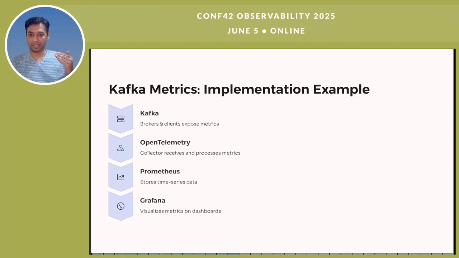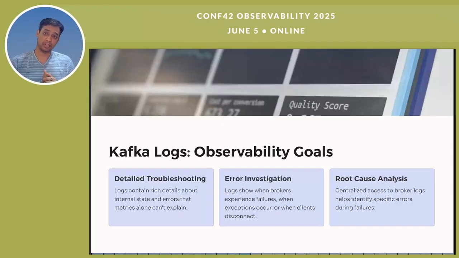Prometheus scrapes the Kafka endpoint, the Kafka OpenTelemetry or the Prometheus exporter endpoint, and stores that time series data within itself. Grafana basically connects to Prometheus and exposes that data as pretty graphs or dashboards. We're not going to talk about events too much because events are in between the metrics and the logs, where some of the events can be deciphered, for lack of a better term, from the metrics itself.